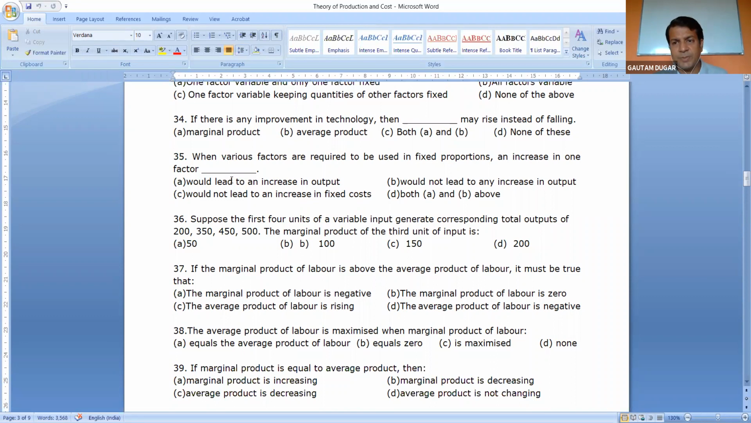Yes, Sanjana, I'll definitely explain AP, MP, and TP from the graph. Just give me one moment. I'll pick up that portion. Let's see if it's there in the study material.